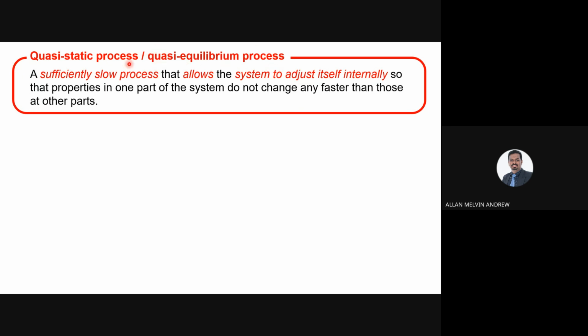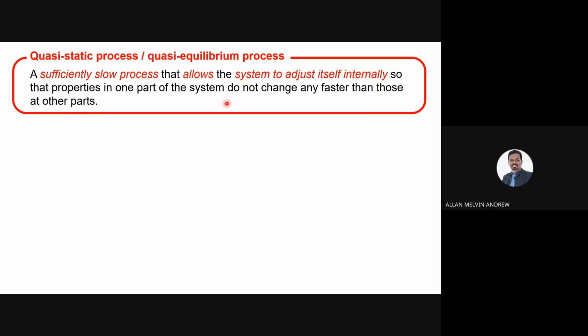I will read first: a sufficiently slow process that allows the system to adjust itself internally so that properties in one part of the system do not change any faster than those at other parts. So simply, you want to explain this.